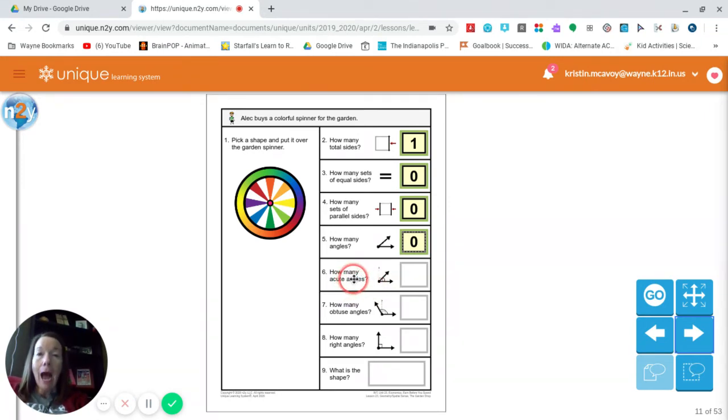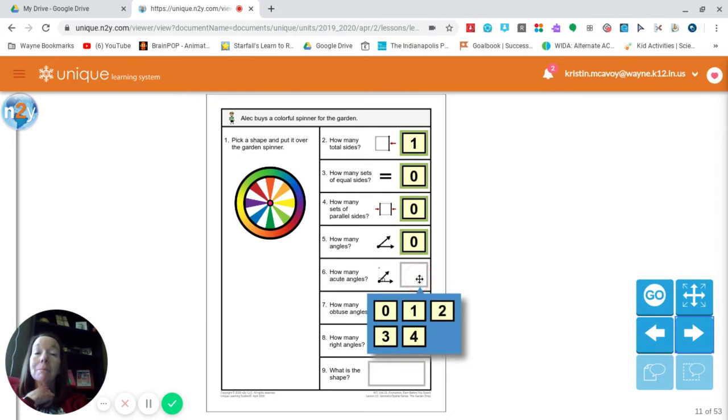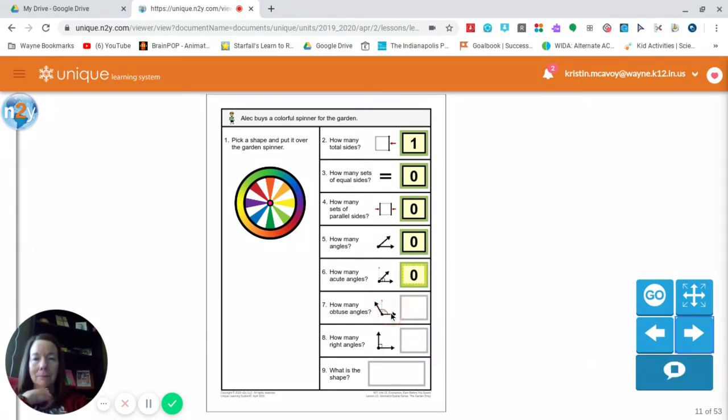The next question is how many acute angles? Remember, acute angles are the ones that are skinny versus obtuse, which are wide. But it doesn't really matter in this case because, again, if there are no angles, then there can't be any acute angles. It has to be 0. There are lots of 0 answers on this particular shape, aren't there?